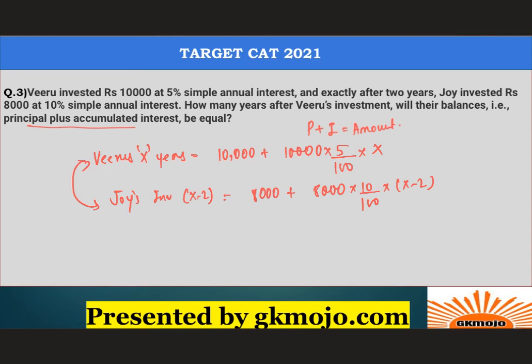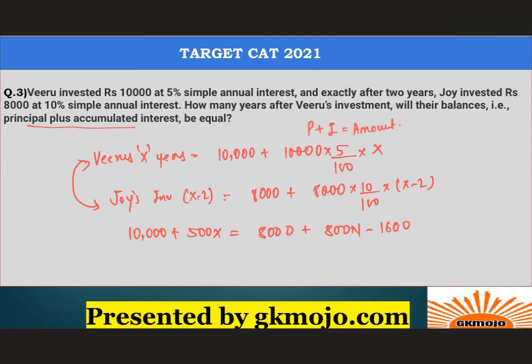So equate them and solve this. So you'll get such type of equation. 10,000, right, plus your 500x is equal to 8,000 plus 800x minus 1,600, right? So you have to just solve this.